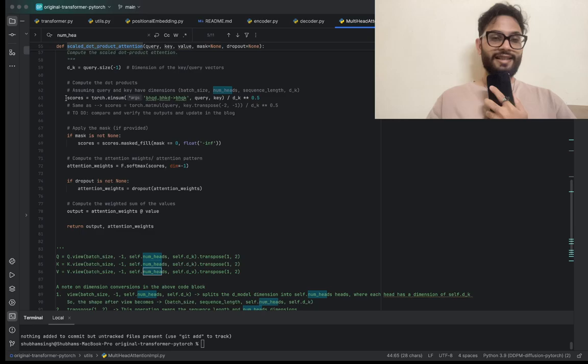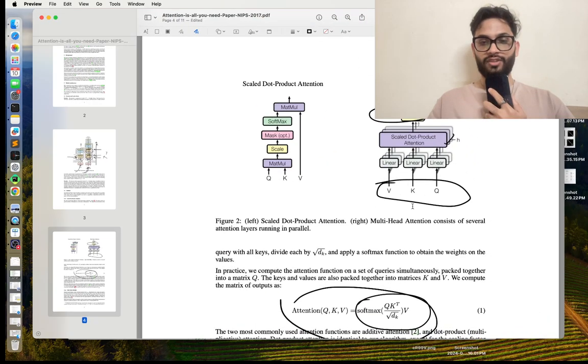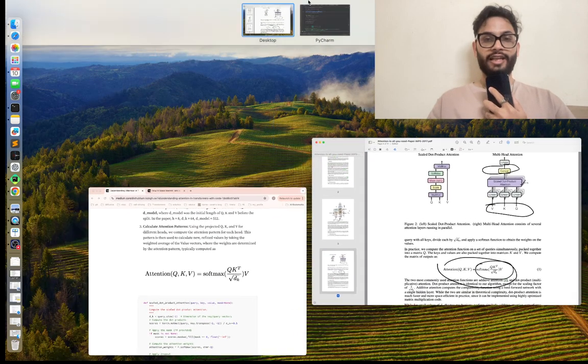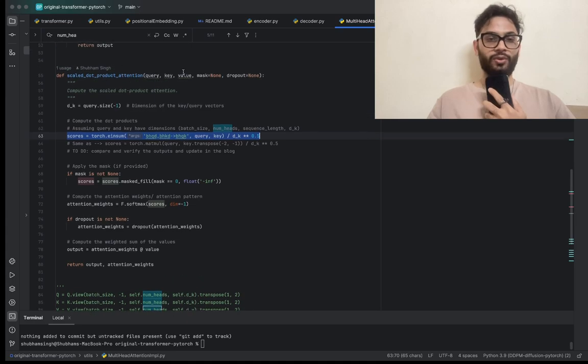First step, this line is basically doing a combination of this: Q into K transpose upon under root dk. To calculate dk, we have to do this. So this function does not take dk as a param. Why? Because it's fairly calculable from query, whatever query or key or value. The last dimension will be dk only. Right, so that is fairly obvious. So that's why we are not passing it as a param.